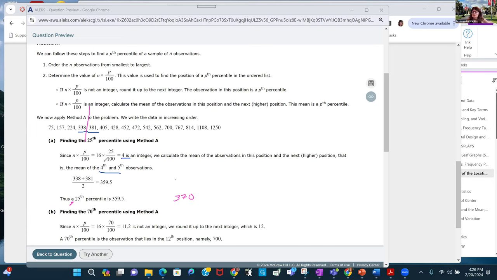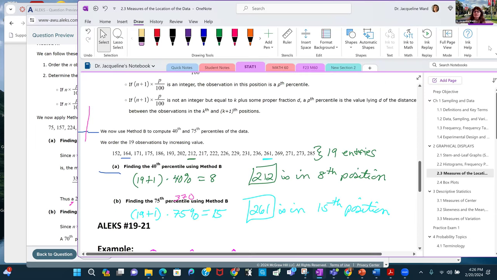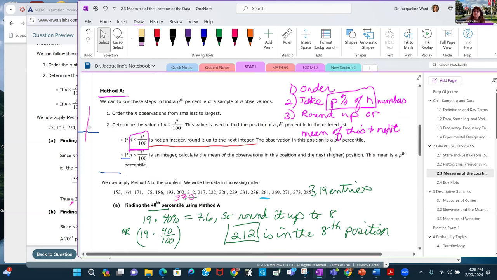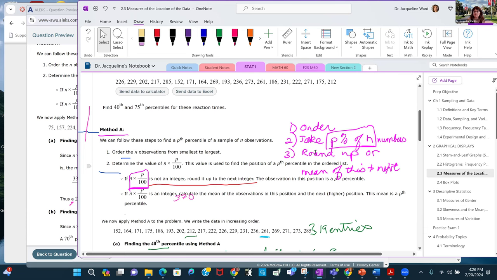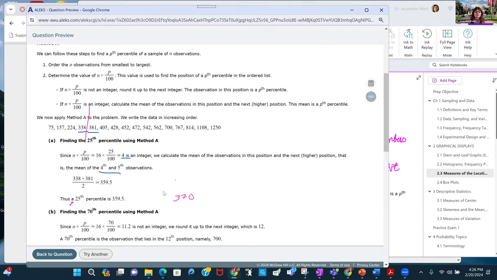Okay, but this is just a method so we all kind of get the same answer. And when you enter it in Alex, you're going to get it marked correctly. And so this is that case where you did not get an integer. You either round up or you take the mean of this one and the next. So I just tried to put it in few words there.